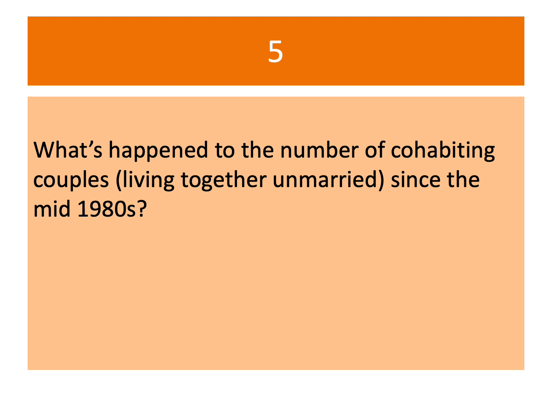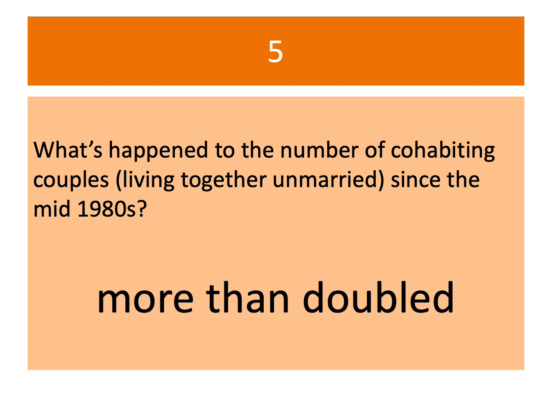Number 5, what's happened to the number of cohabiting couples since the mid-1980s? Well, you may not be surprised at this, but it has more than doubled, much more than doubled. Cohabiting households are the fastest growing household type in the UK.